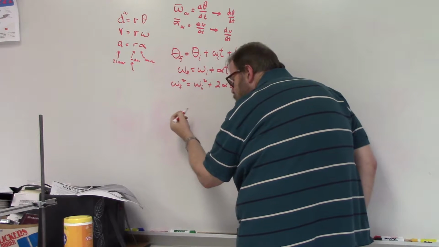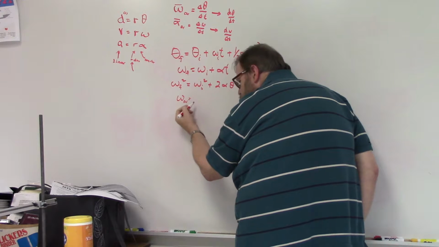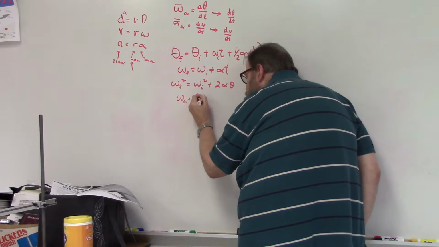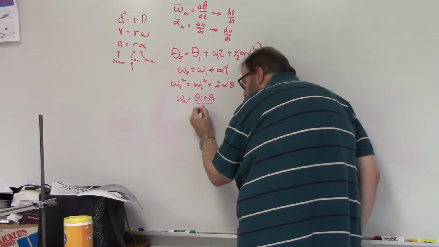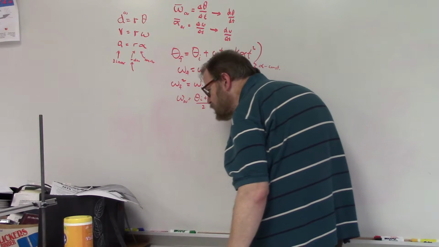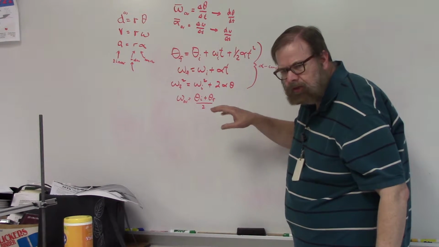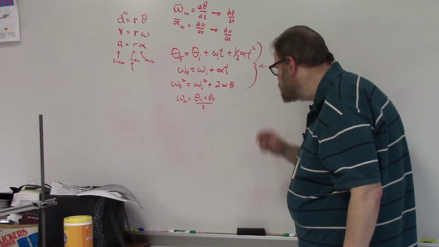The one final one was omega average was also equal to theta initial plus theta final over 2. It's like you're averaging numbers together. We had, for average velocity, it'd be your d1 plus d2 over the time. So it's the same thing we had before.